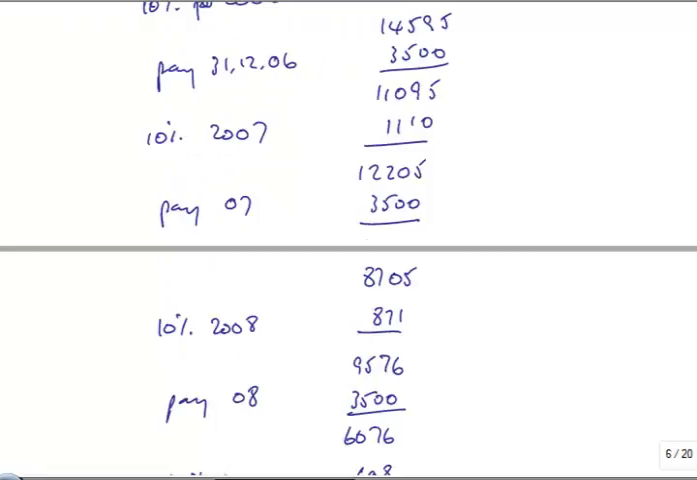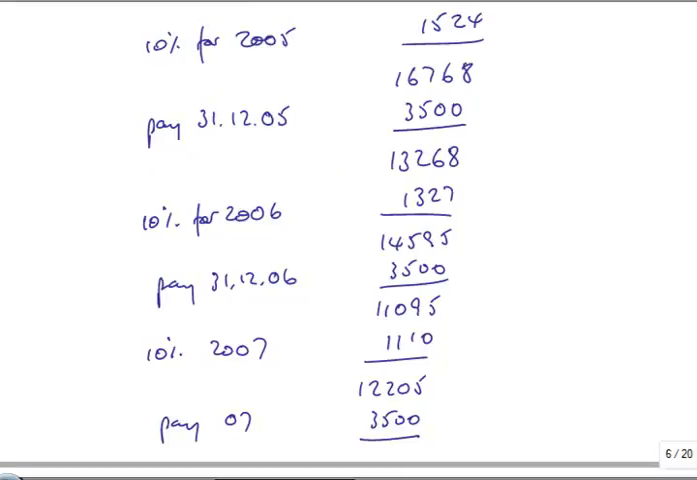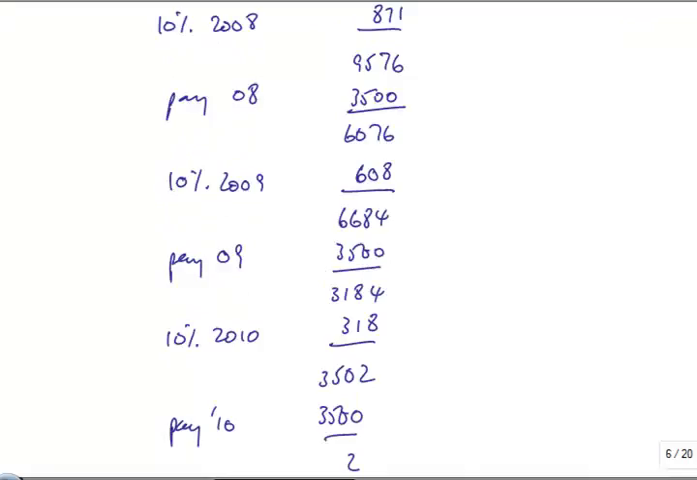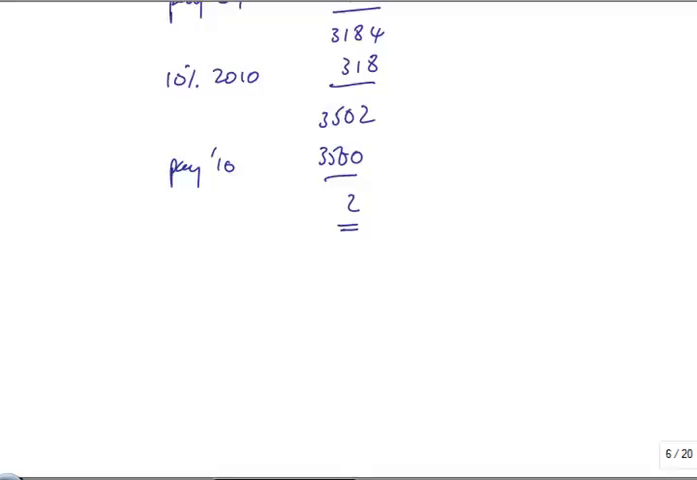Before I tell you, all right. You're all doing it. It's simple enough, isn't it? It's a simple exercise. Add on 10%, take off 3,500. And you get down to the bottom there, and it says that we still owe 2. We still owe 2.